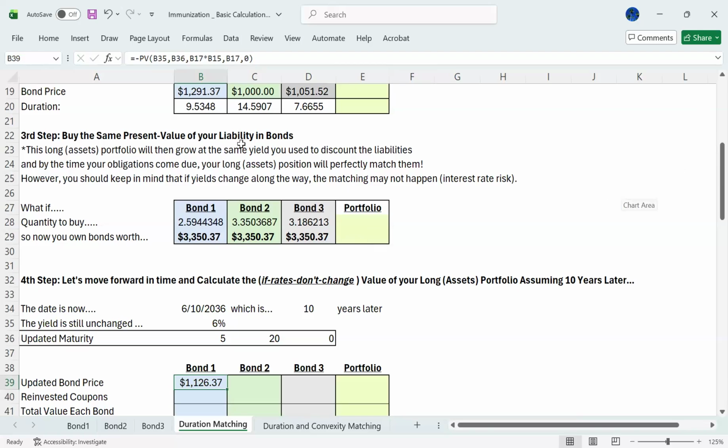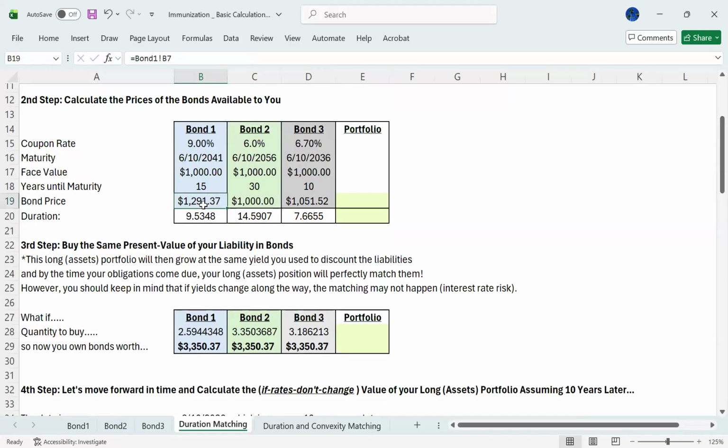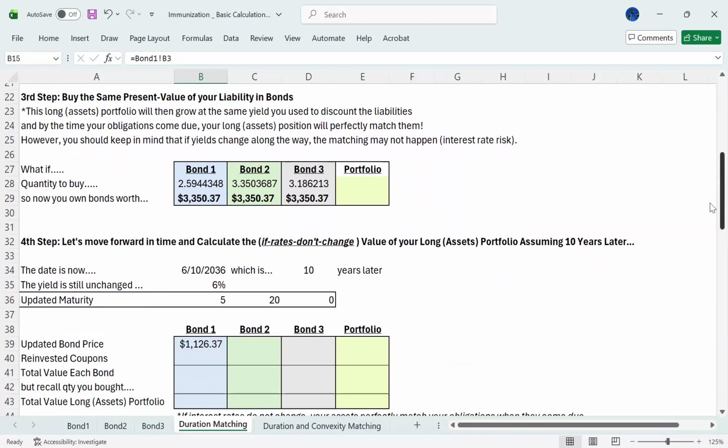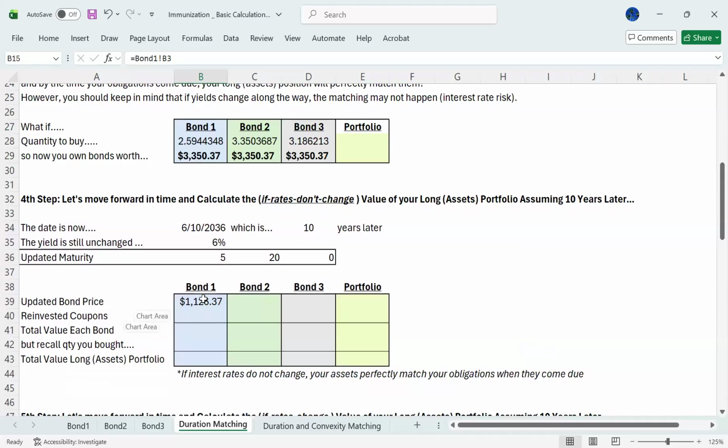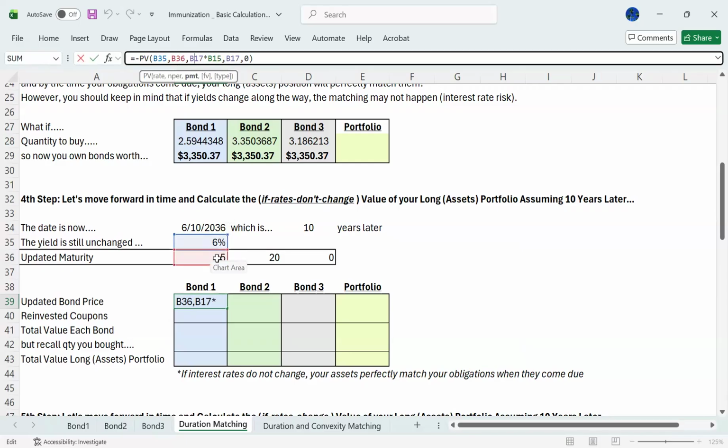Look at this. Bond one's price came down, and now the price is 1,126.37. The price initially was 1,291, and it was trading at a premium because the coupon rate exceeded the yield. That premium, little by little, diminishes until at maturity this updated bond price should converge to 1,000. So long story short, the updated price of our bond, which is no longer 15 years away from maturity but only 5 years away, is this.